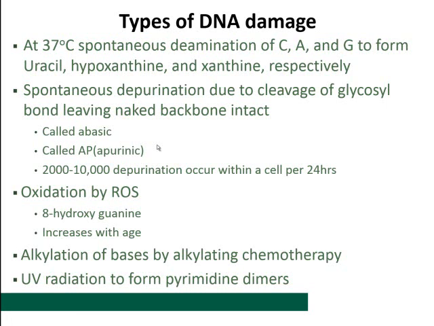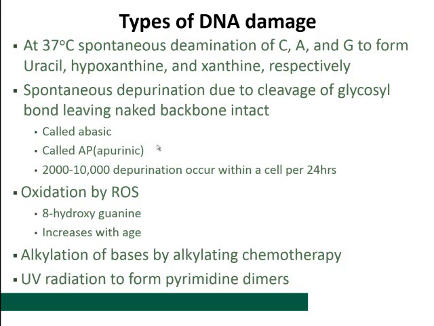So leaving DNA at 37 degrees unprotected will undergo automatic depurination, where the nitrogen bases, the purines, are being removed. The second type of DNA damage is oxidation by reactive oxygen species. And you get formation of 8-hydroxyguanine, the hydroxylation of the 8 position of the nitrogen base. This has actually been discovered to increase with age.